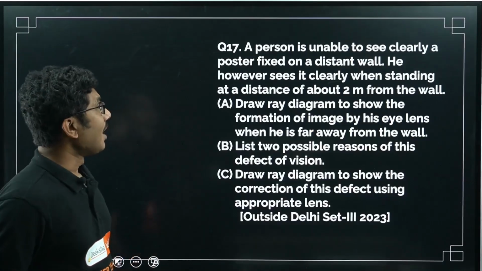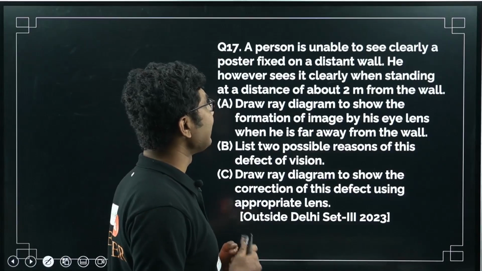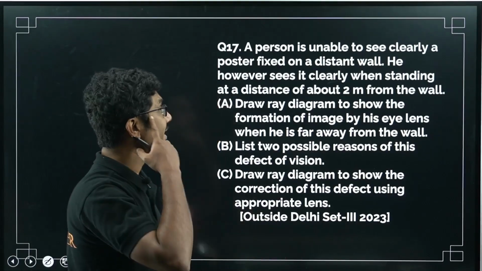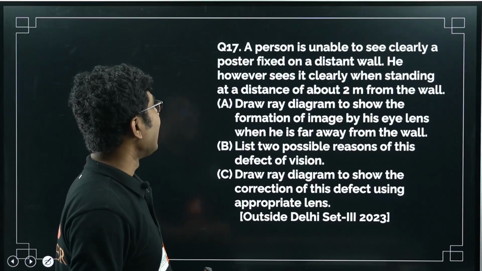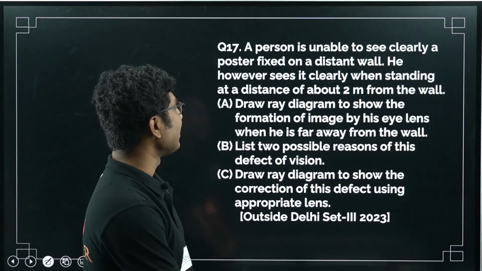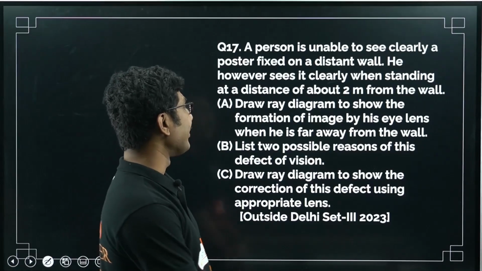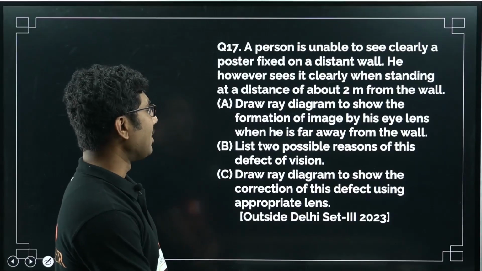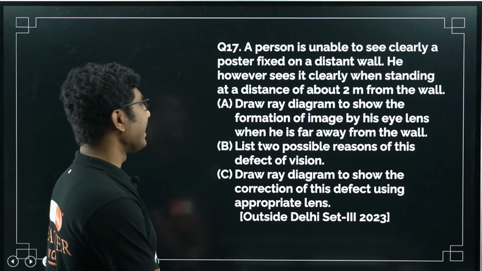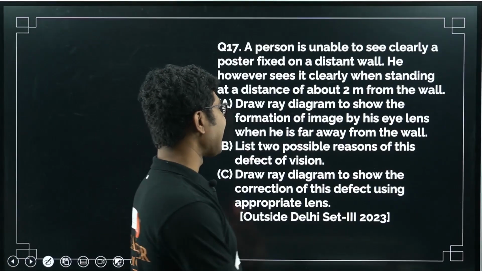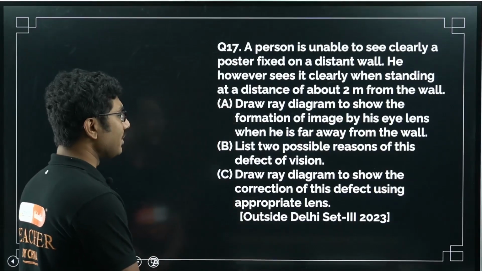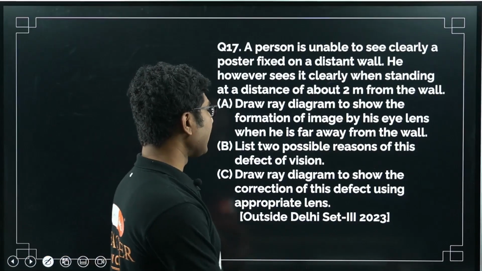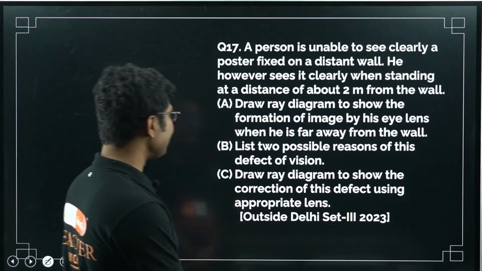Next is a person who is unable to see clearly. Now these are the 3 marks questions, right? So the questions will be slightly longer. A person is unable to see clearly a poster fixed on a distant wall. He however sees it clearly when standing at a distance of about 2 meters from the wall. Draw a ray diagram to show the formation of image by his eye lens when he is far away from the wall. List 2 possible reasons for the defect of vision. Draw the diagram to show the correction of his defect using the appropriate lens.